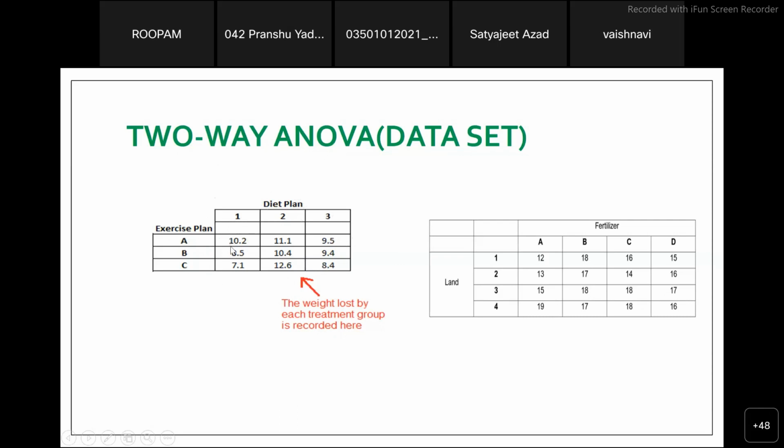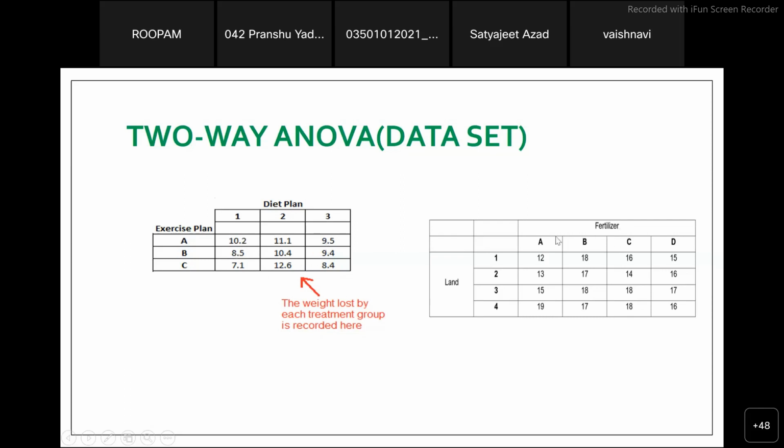Just see this one. This is a clue. Whenever you design any ANOVA model, just see the response variable and the independent variables. The diet plan and exercise plan are independent, and your weight loss, in a grid format, is your continuous one.